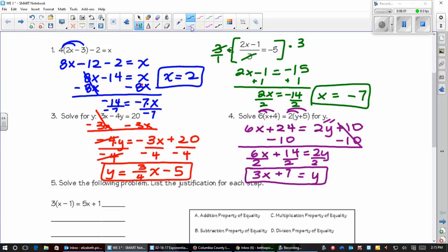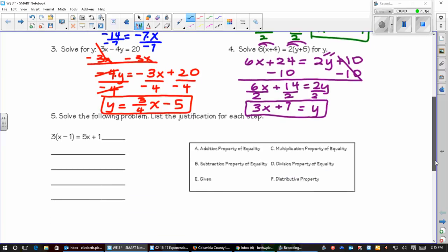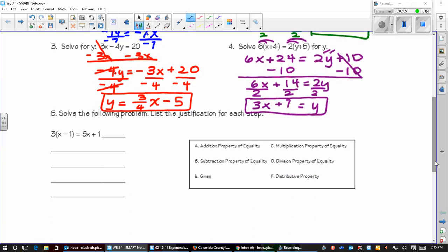All right, next up, we're not only going to solve this equation, but we're also going to justify each step as we go. The justification for the first step is always G for given. Just like before, I want to go through the process of simplifying both sides first. So if I distribute the 3, I'll get 3x minus 3 equals 5x plus 1. And the justification for that is the distributive property, so I'm going to put letter D from over here in the chart.